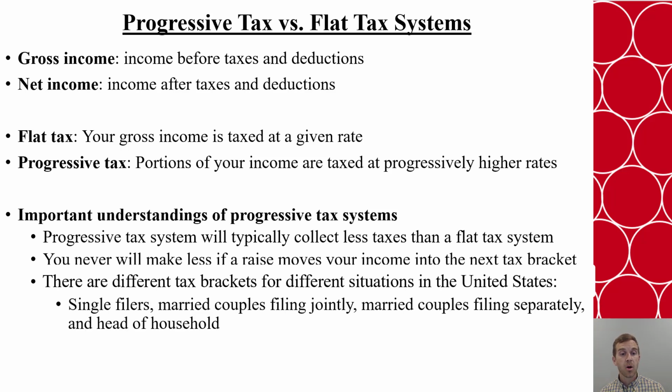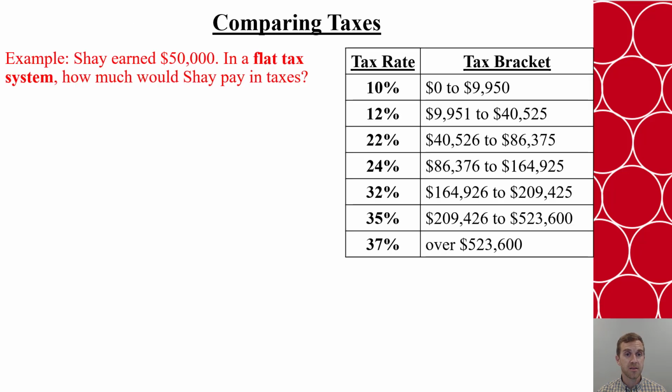And lastly, there are 4 different tax brackets that actually exist in the United States currently. These are when people file single, when they file jointly married, when they file separately married, and when they can take the head of household. And you should talk to a financial advisor to determine what's the most appropriate one for your situation.